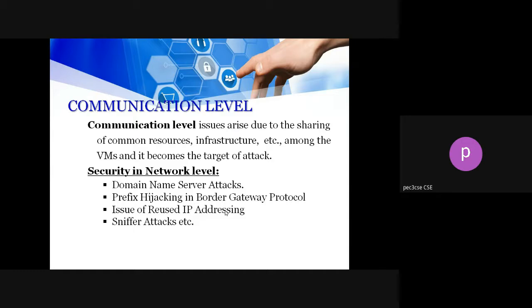Sniffer attacks are there, and again we are all aware that interception of the data will be there. Data is transmitted over the network, no? So interception of the data and capturing that data is a sniffer attack. This comes under the network level issues.